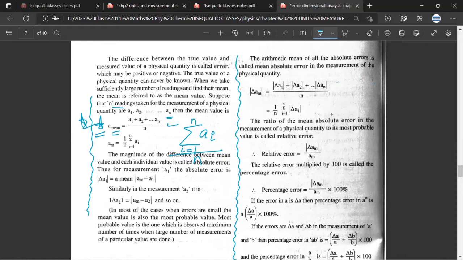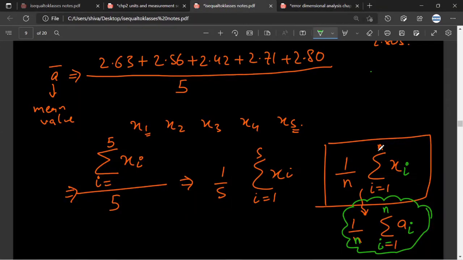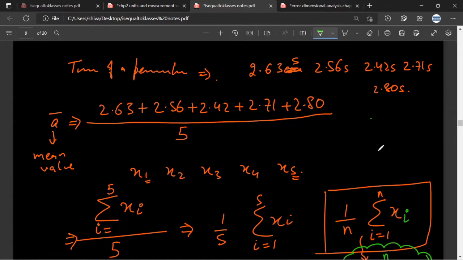Okay. The second is magnitude of the difference between the mean value and each individual value, which is called absolute error. So what this means is, I calculate this. Let us take this example only. I calculate this, and on calculating, the answer that I get is 2.624 seconds. Ms. Avantika, is it making sense?